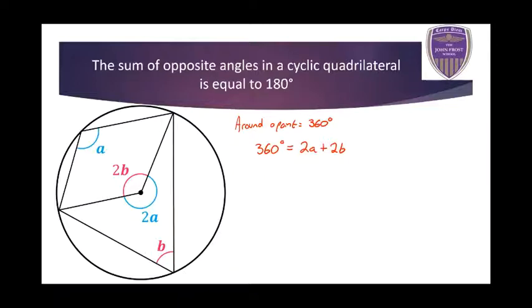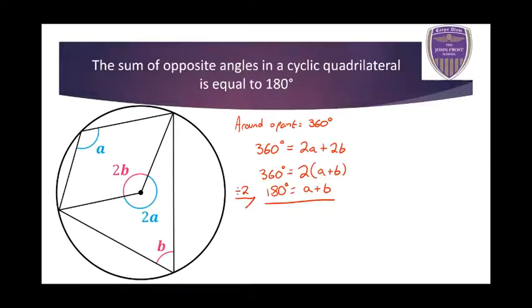Now, I'm going to factorize the right-hand side. I'm going to take out a factor of 2. I could rewrite this as 360 degrees equals 2 brackets A plus B, because I've taken the common factor of 2 out. Now, if I divide both sides by 2, I get rid of the 2 on the right-hand side, and 360 divided by 2 is 180, so I'm left with 180 equals A plus B. So there you go, 180 degrees equals A plus B.